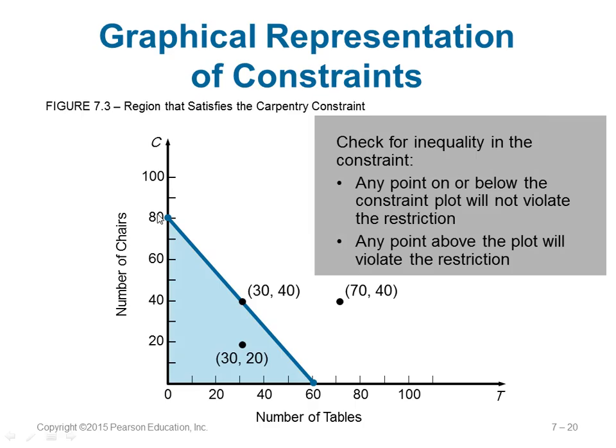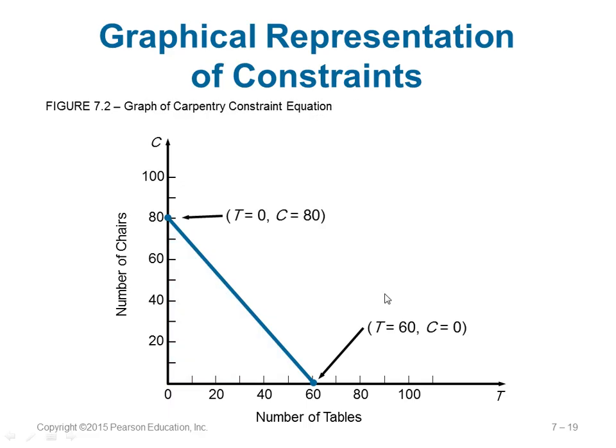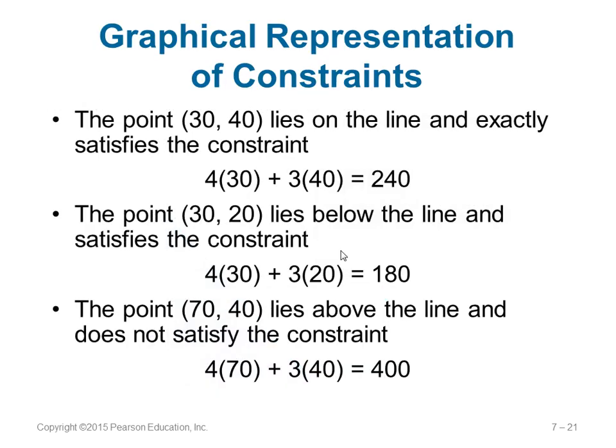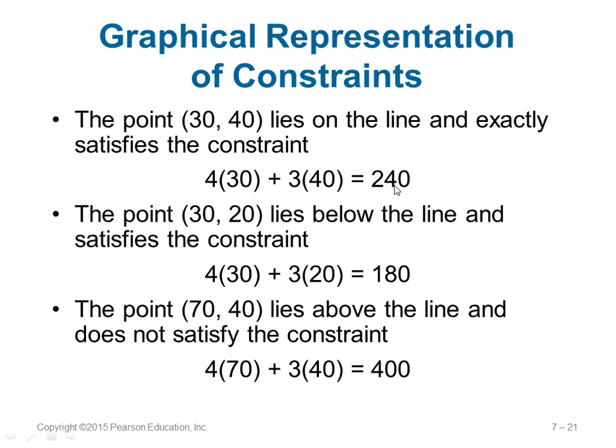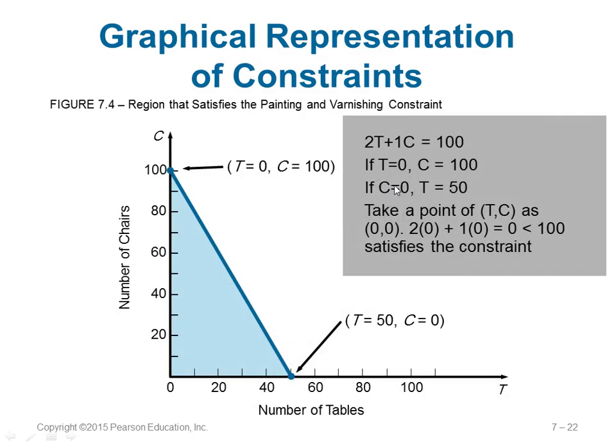So now the point is this constraint says less than or equal to. So anything on the line and below the line is a feasible region. Anything above will violate the constraint. So if you try, for example, T equal to 70 and C equal to 40, then you will violate. For example, 4 into 70 plus 3 into 40 is 400, which is greater than 240. Remember, it should be less than or equal to 240. If you take a point on the line, for example, 30, 40 here, this will be equal to the maximum value allowed. So this is how we represent.